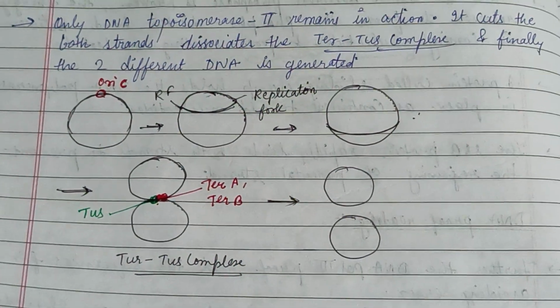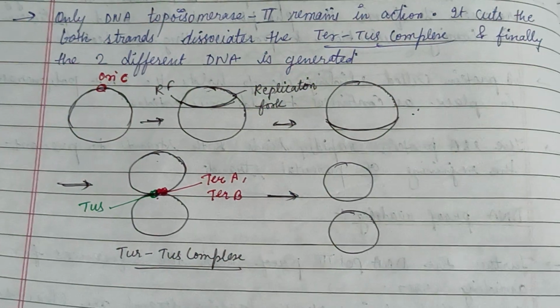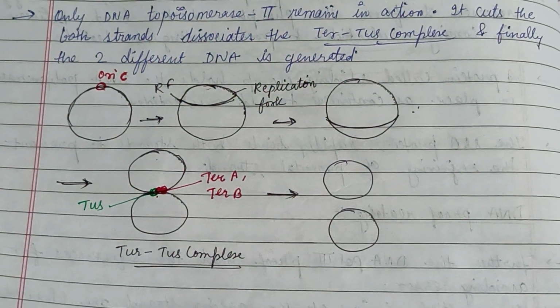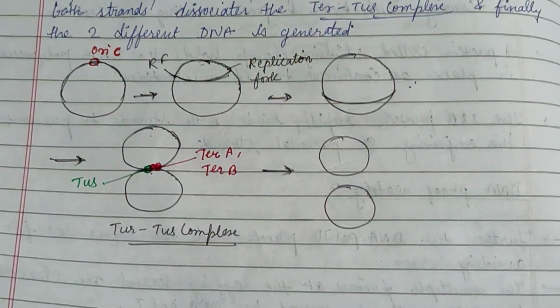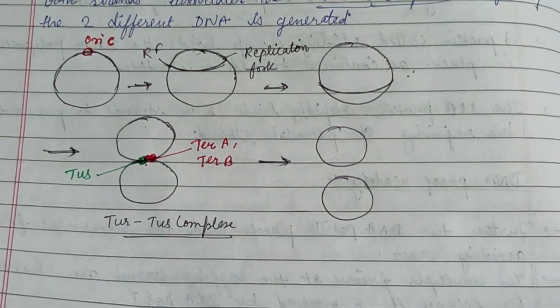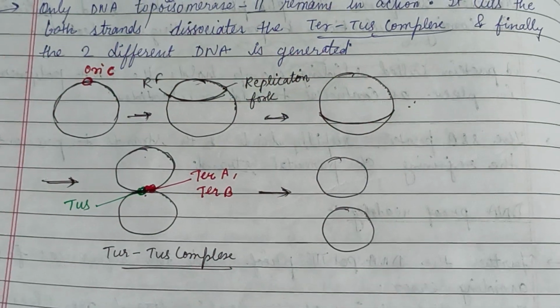So OriC is the origin where the replication starts, then the replication fork and replication bubble are formed, then the Ter-Tus complex is formed and termination proceeds. So that is all about the mechanism of prokaryotic replication. Keep watching. Thank you.